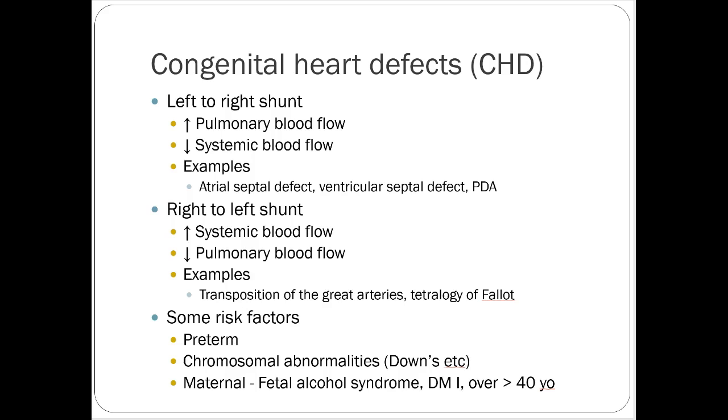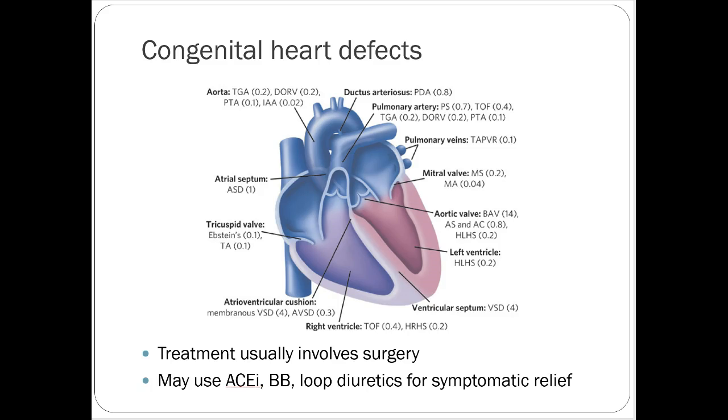I've got some of the defects that are common here, like left to right shunt, right to left, and just what you're looking at as far as changes in pulmonary or systemic blood flow. And then some examples: transposition of great arteries, atrial septal defects, tetralogy of Fallot, which is kind of 4 different things going on at once. A lot of these things are going to need to be corrected via surgery, so it's not a lot we're going to talk about pharmacologically, but here's some different things we can look at as far as the anatomy if you're curious as to what we're talking about here.